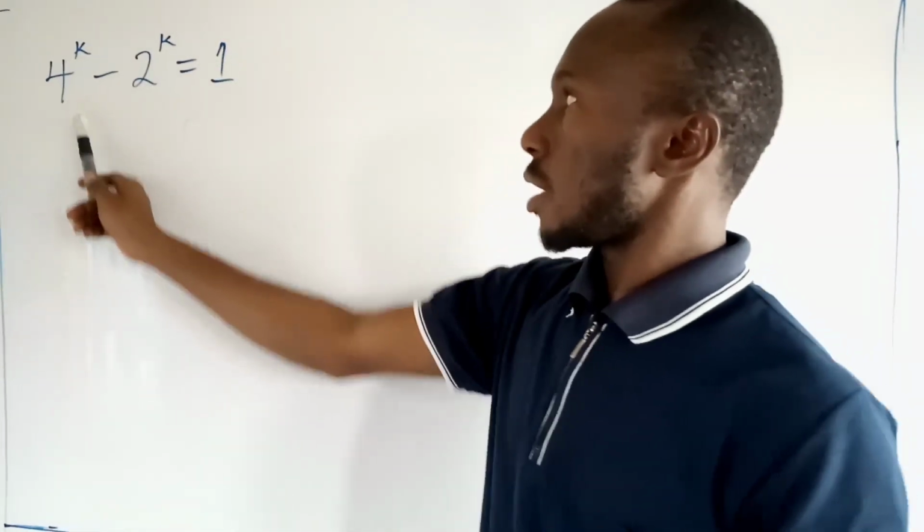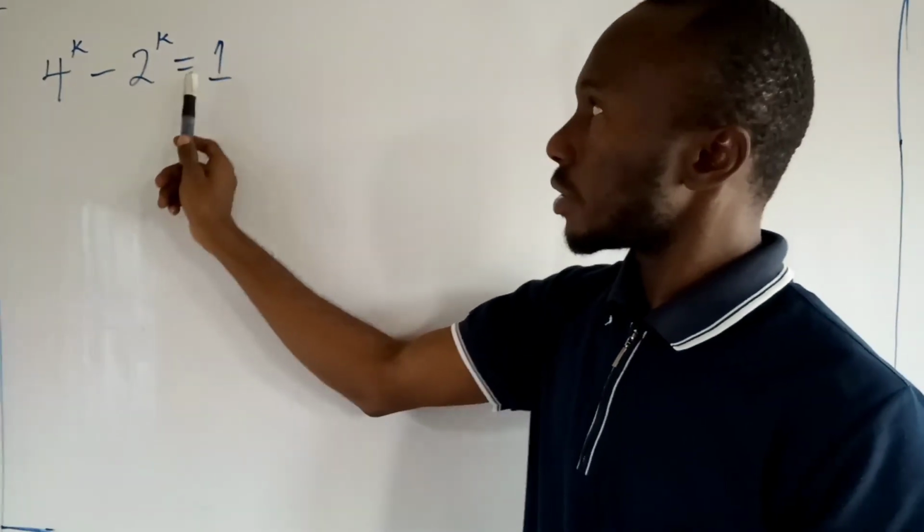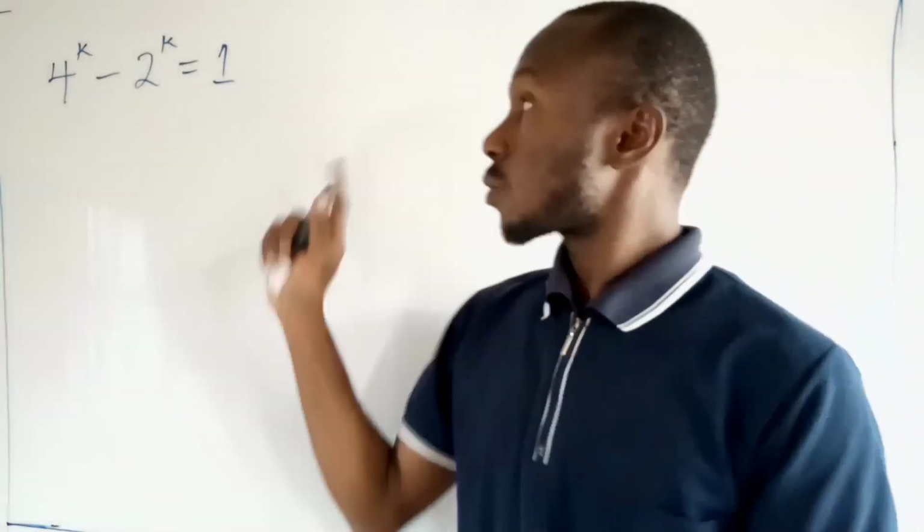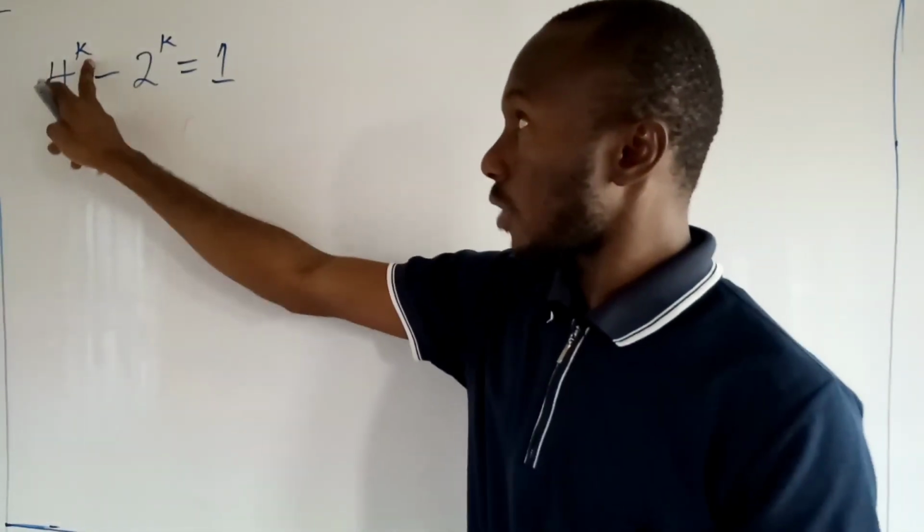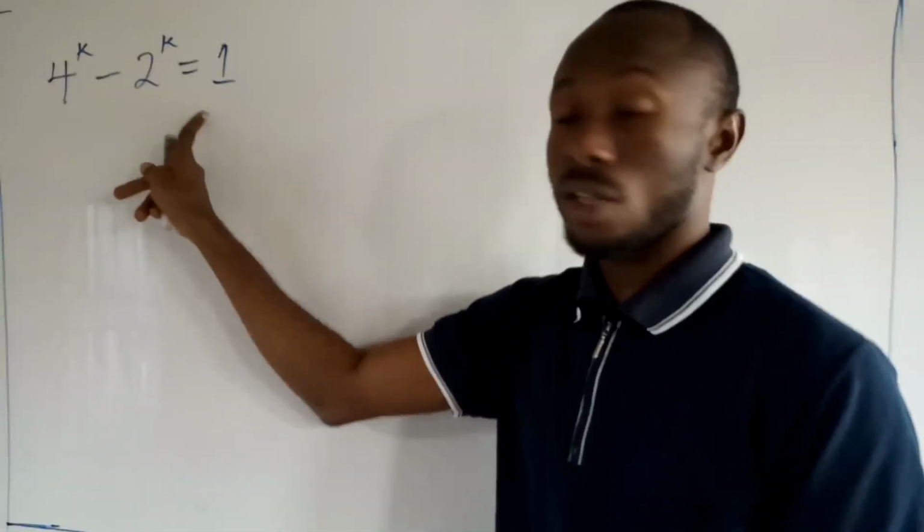4 to the power k minus 2 to the power k is equal to 1. And in this question, we wish to find the value of k that can satisfy this given equation.